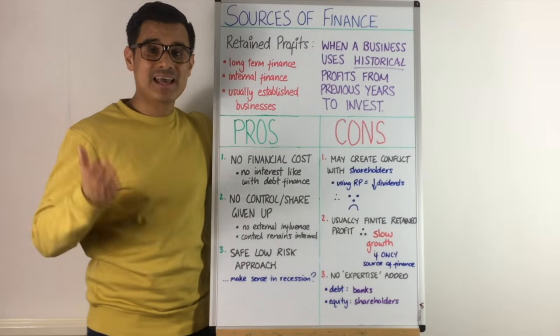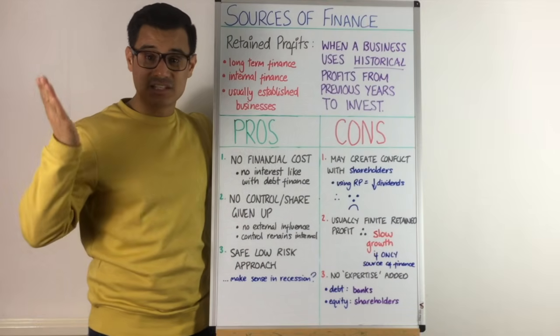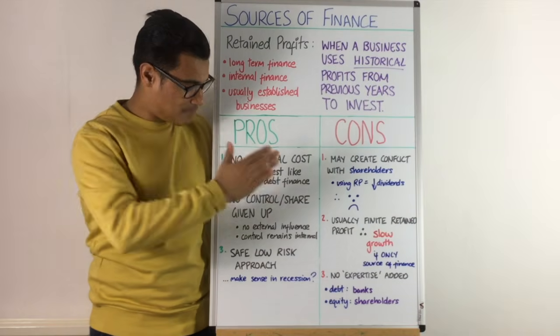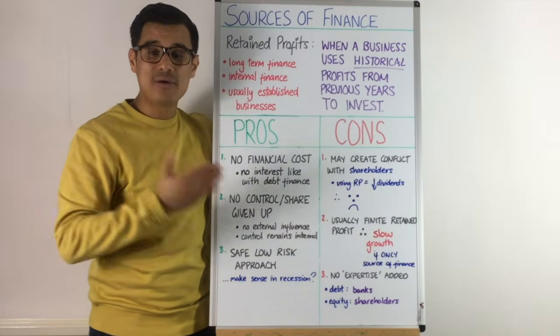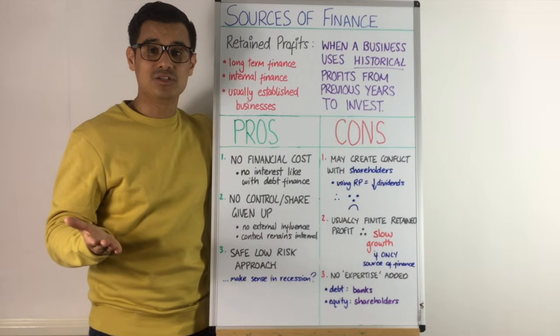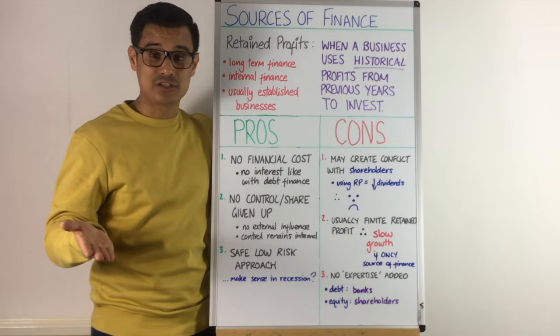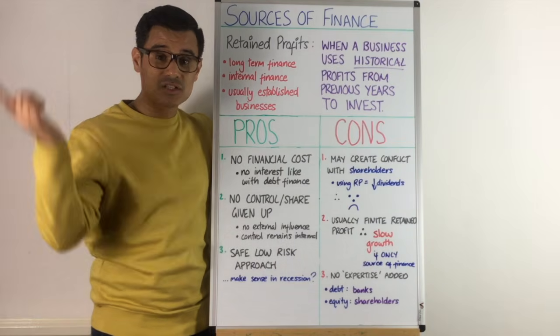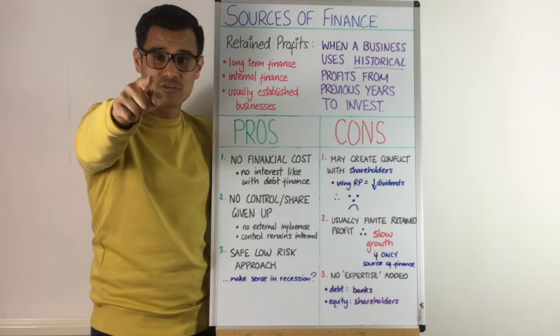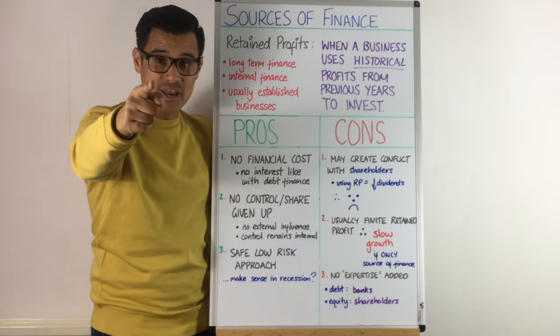So retained profits, it's really the best one to use because it's the cheapest in terms of debt and you don't give up that control, but there are some limitations to using retained profits. The biggest limitation of all being there's a limit to the amount of retained profits that you are likely to have. So I hope that helps with retained profits, and I'll see you at the next sesh.